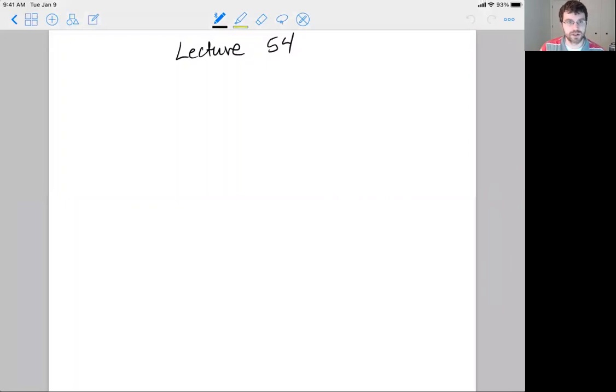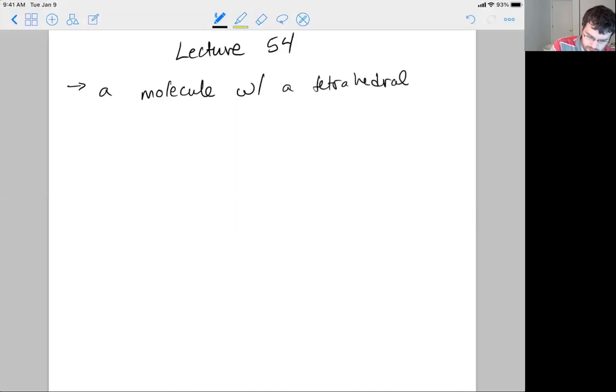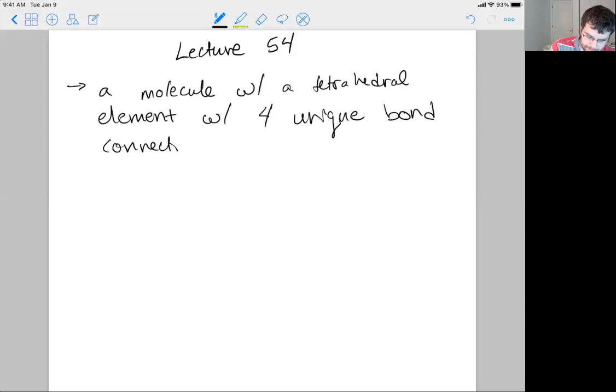Okay, so here we are. We're back at our notes. Let's remind ourselves that a molecule with a tetrahedral element with 4 unique bond connections is chiral.